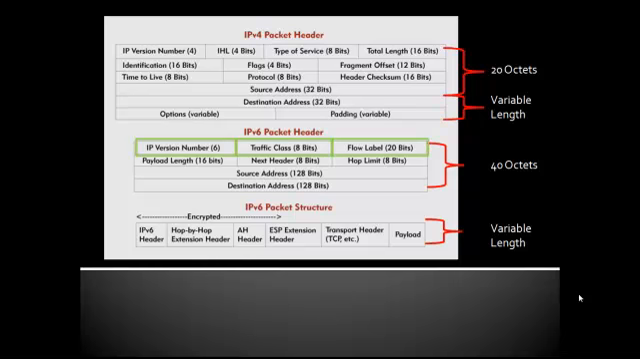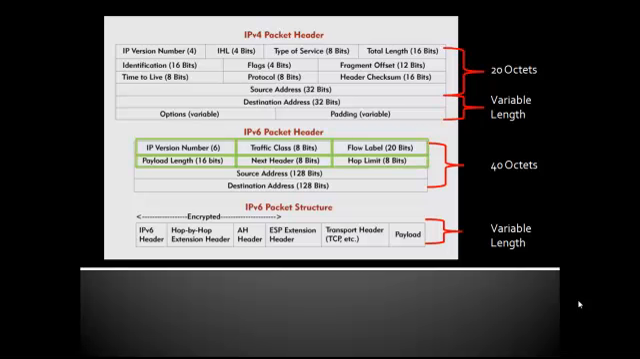The flow label field is a completely new field. It has a length of 20 bits. It is intended to tag a flow for the IP packets. The payload length is similar to the total length of IPv4. The value of the next header field determines the type of information following the basic IPv6 header. It can be a transport layer packet such as TCP or UDP, or it can be an extension header. The next header field is similar to the protocol field of IPv4.